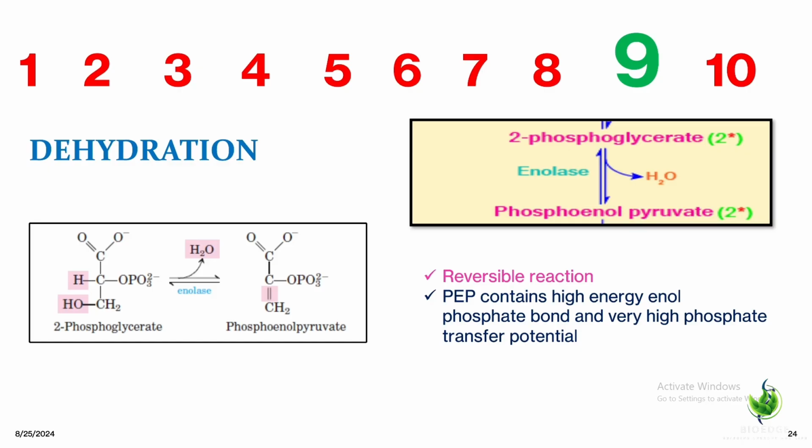Step 9 involves the production of phosphoenolpyruvate, which contains a high-energy enol phosphate bond and very high phosphate transfer potential.